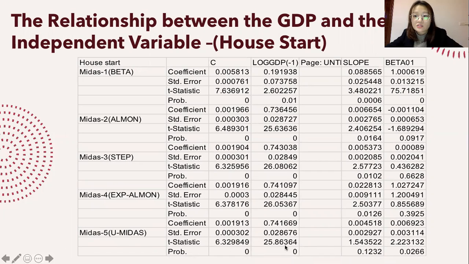And for the house start, except UMIDAS showing an insignificant result, the other 4 weighting methods show a significant result. So this is the overall relationship between the dependent variable and the independent variables.